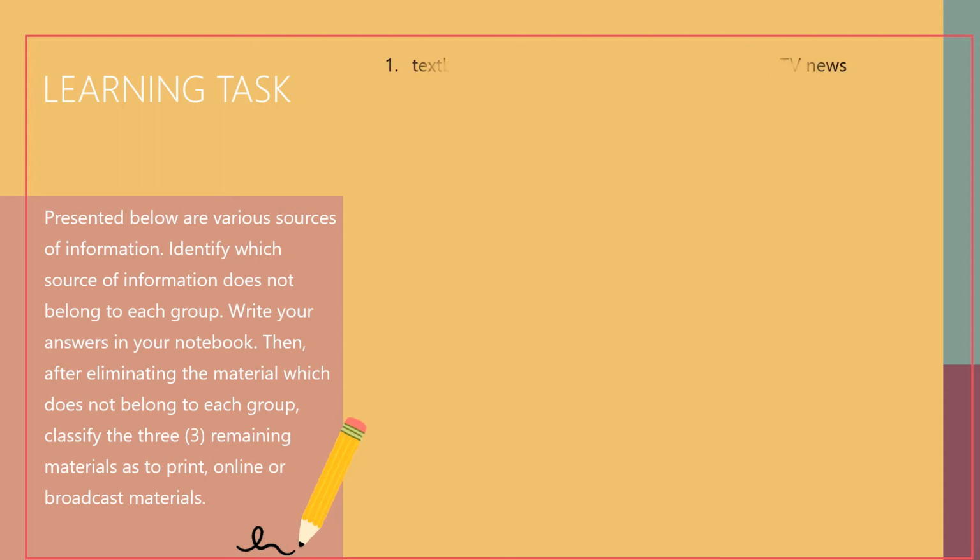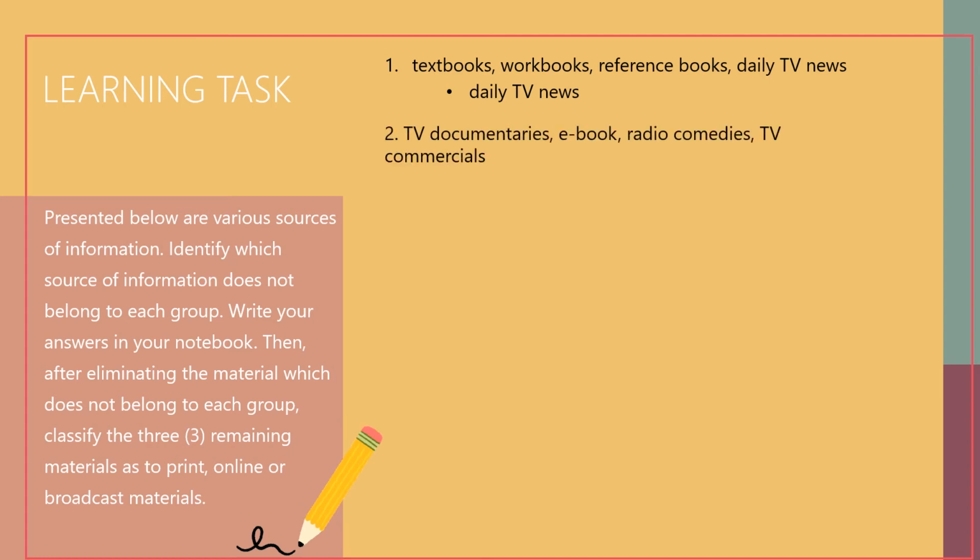Number 1. So we have textbooks, workbooks, reference books, and daily TV news. So alin daw dyan ang isa na hindi dapat kasali sa group? I'll give you 3 seconds. 3, 2, 1. And the answer is daily TV news. Saan ba kasali yung textbook, workbooks, at reference book? Those are, yes, printed materials. And daily TV news is broadcasting materials. Okay, understand?